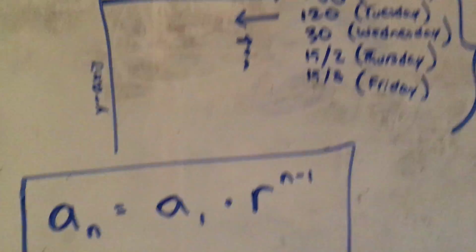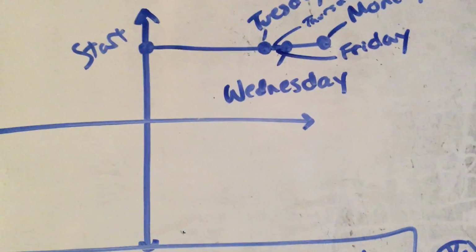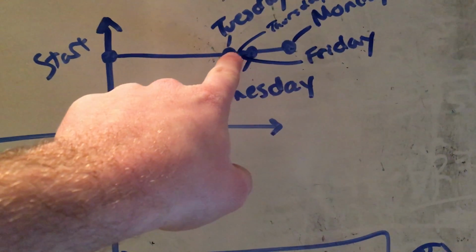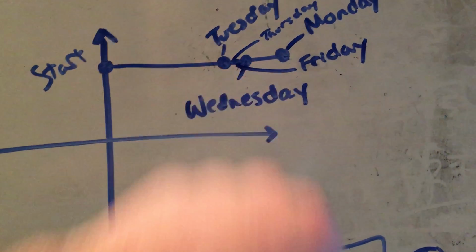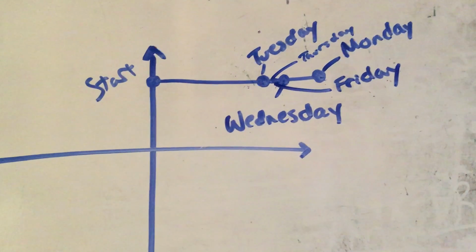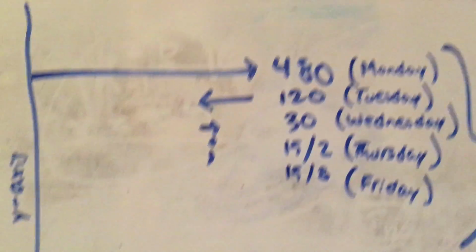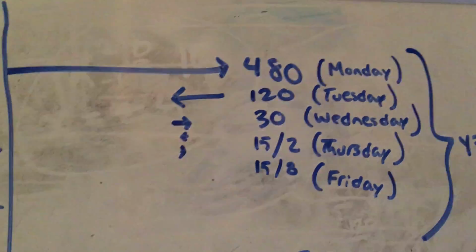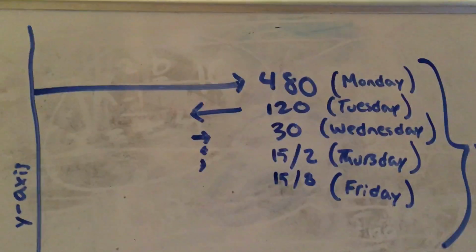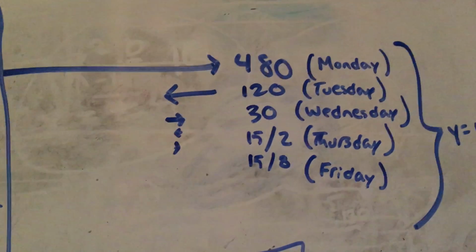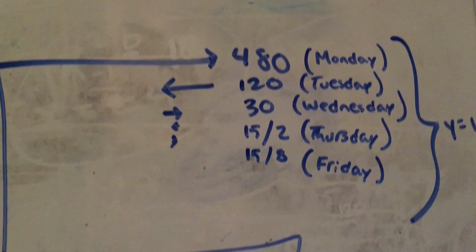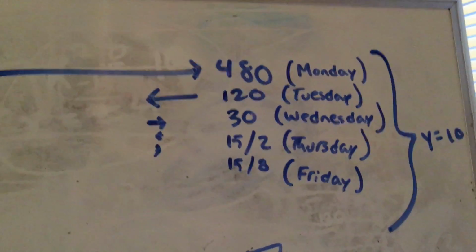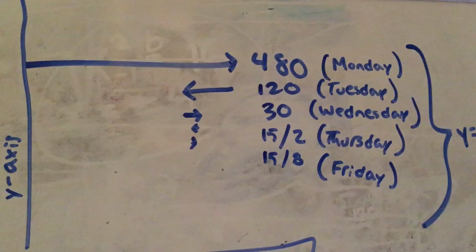So, basically, here is what it looks like on an actual graph. It starts here at the point (0, 10), travels all the way out here on Monday, then on Tuesday, then Wednesday, then Thursday, then Friday. And the distance it travels gets smaller every single time. When we look at these numbers up here, we can determine that we divide by 4: from 480 we get 120, then we divide 120 by 4 to get 30, then we divide 30 by 4 to get 15/2, then we divide 15/2 by 4 to get 15/8. So we know our factor here is going to be 1/4.